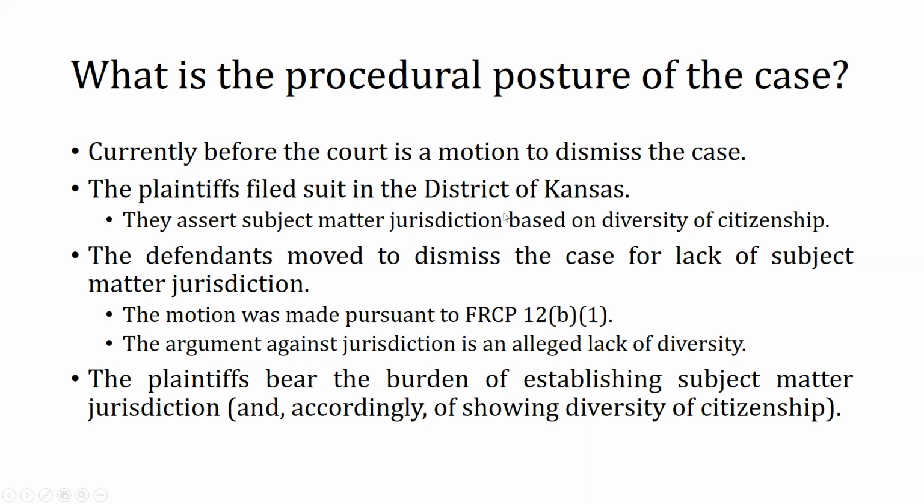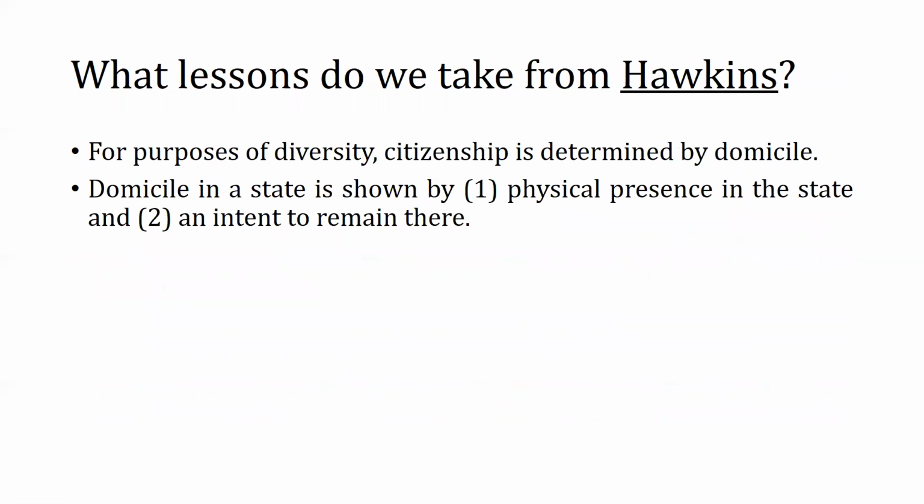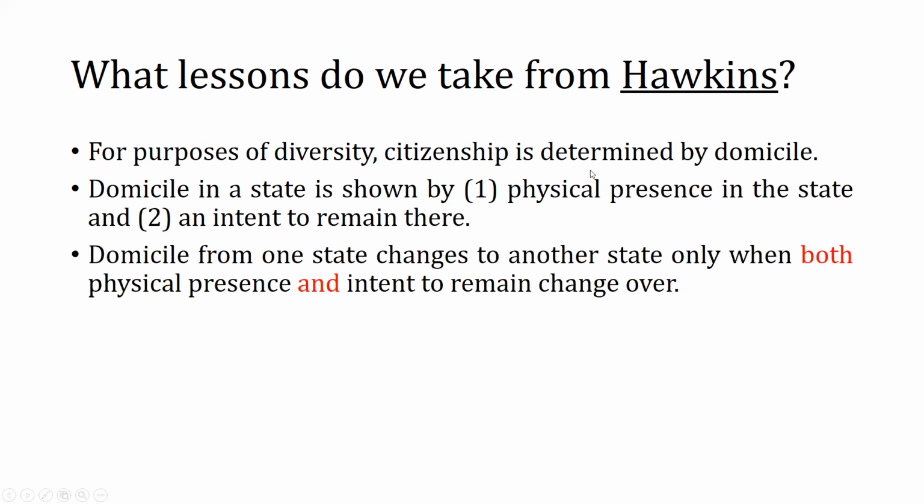And with respect to the lessons of Hawkins, what do we take away? We wanted to know, how do we determine citizenship? Hawkins tells us, for purposes of diversity of citizenship, citizenship is determined by domicile. How do we define domicile? Domicile in a state is shown by physical presence in that state and an intent to remain in that state. We also learn that domicile from one state changes to another state only when both physical presence and intent to remain change over.